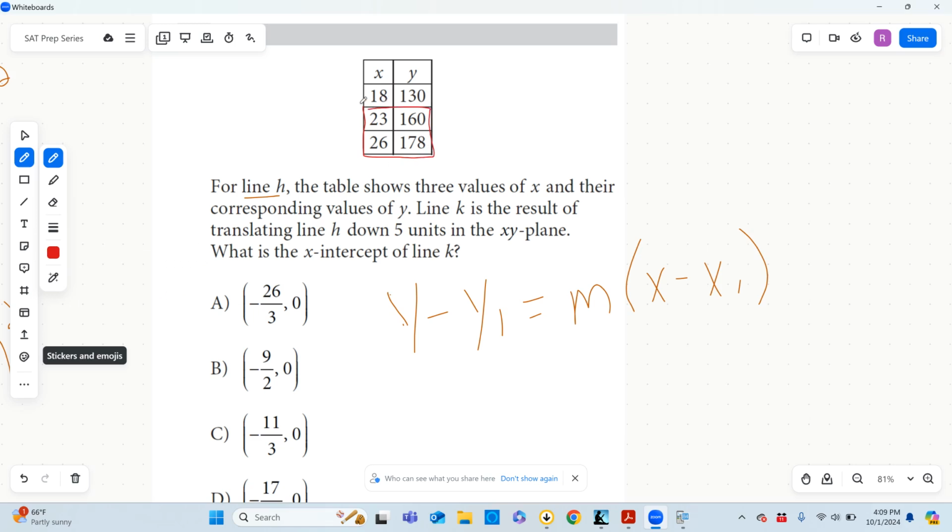Remember, slope is always equal to change in y divided by change in x. Well, between these 2 points, how are the y's changing? Well, I'm going from 160 to 178.